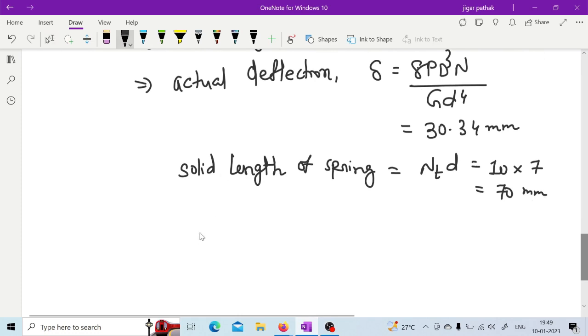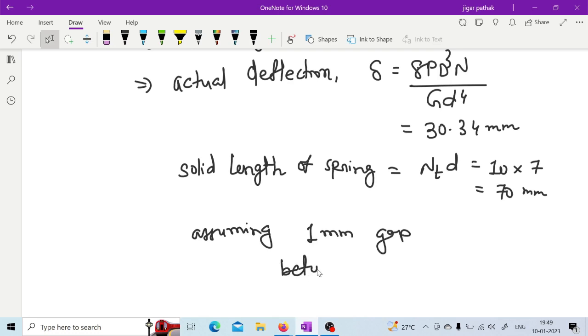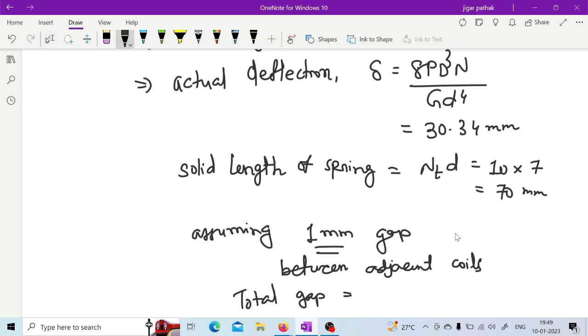Now one more thing here you have to assume, that is the gap between adjacent coils, right? So assuming a 1 mm gap between adjacent coils, what will be the total gap? That also we have seen. How can you calculate total gap? N_t minus 1 into gap. That is 1 mm. N_t we have 10, so 10 minus 1 will give you 9 mm. So now can you tell me the free length?